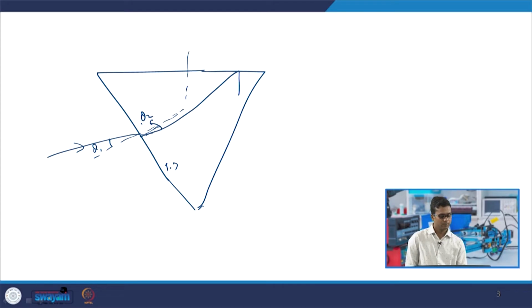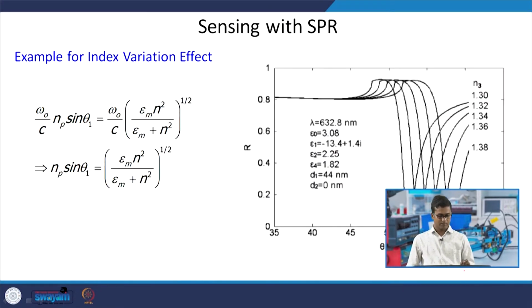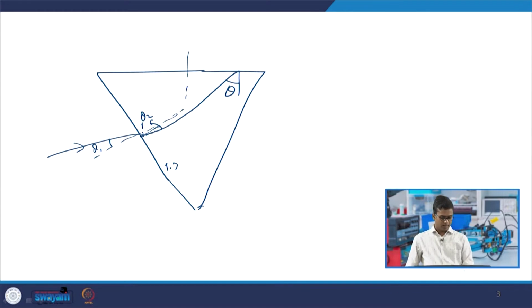So, this angle will be larger than theta 1. So, this is the actual angle theta. So, we are talking about this theta. So, this is the theta from the prism side. This is theta SPR which is happening at this interface. So, you are measuring basically theta SPR. So, at theta SPR this theta 1 will be different, it is not that theta.